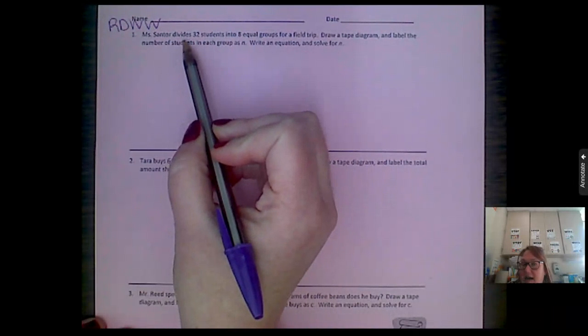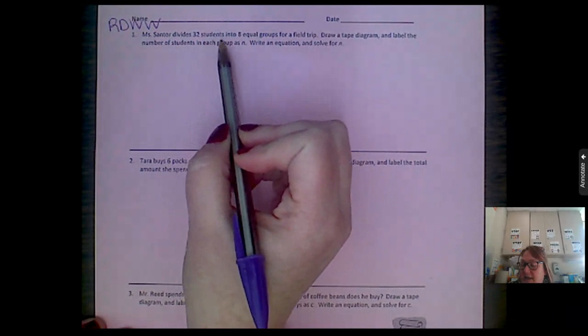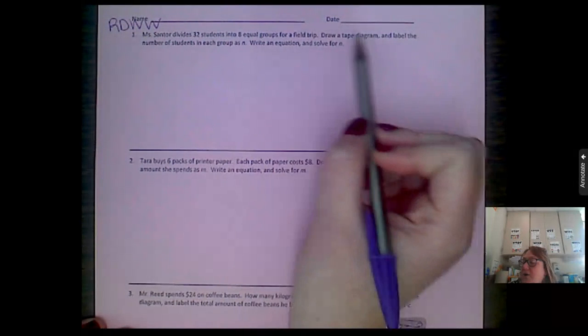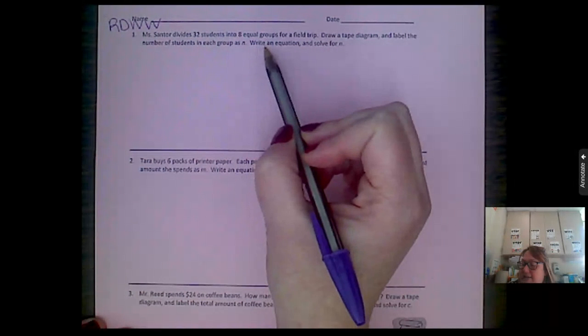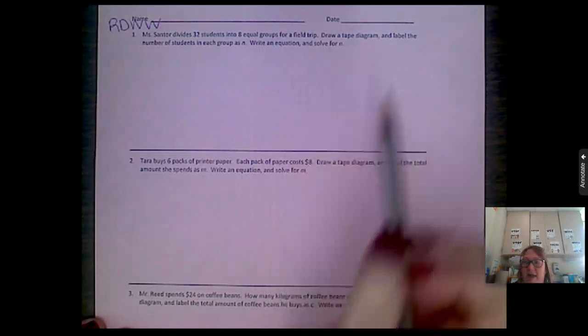That's a word problem. Okay, so let's do our read. So Mr. Santor divides 32 students into 8 equal groups for a field trip. Draw a tape diagram and label the number of students in each group as n. Write an equation and solve for n.